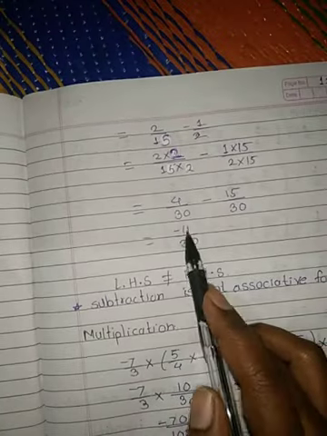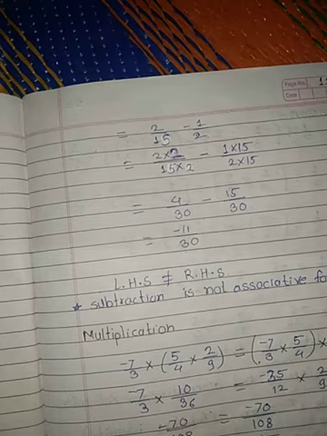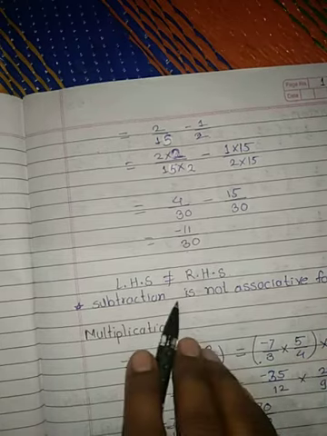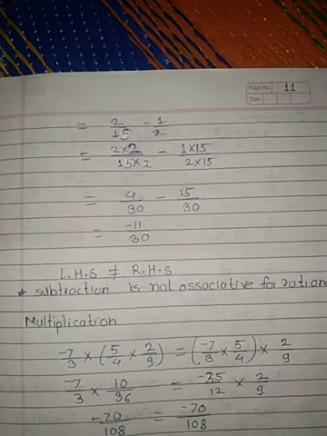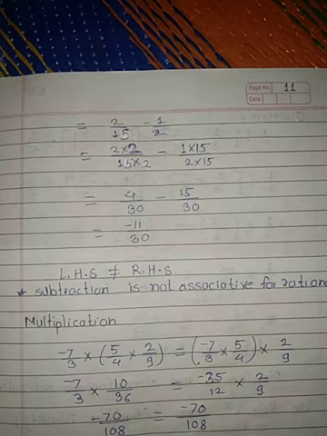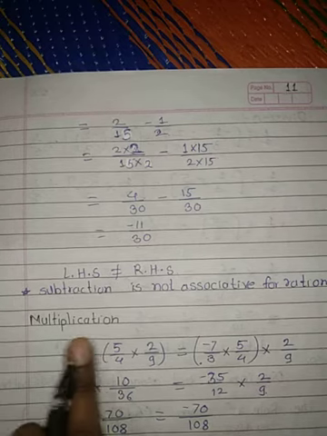Now the LHS answer is 19 by 30 and the RHS answer is minus 11 by 30. So different answers are there for LHS and RHS, so not equal. So subtraction is not associative for rational numbers. That is, subtraction is not associative for whole numbers, integers, and rational numbers. Subtraction is not associative.